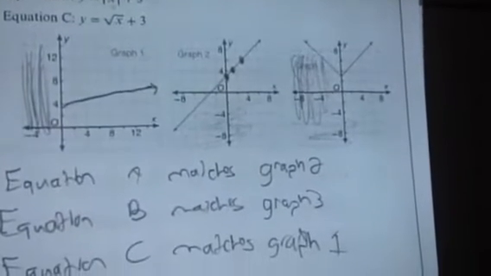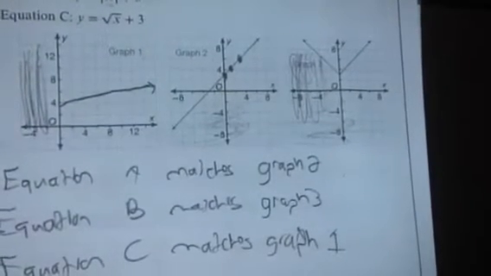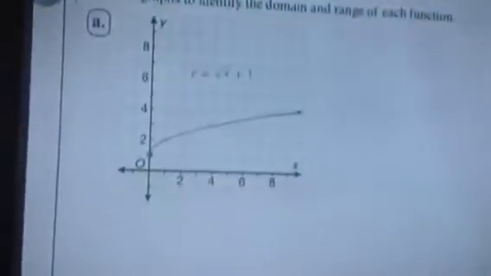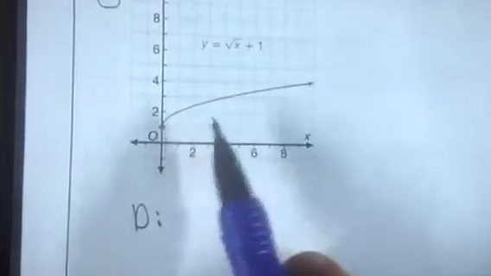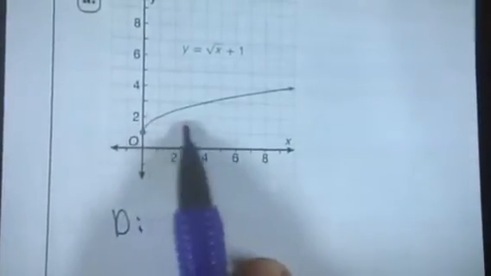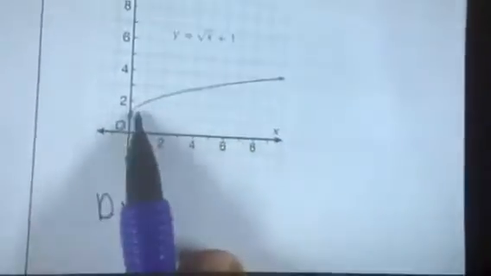All right, the last thing says to use the graphs to identify the domain and range of each function. So here's a graph. The domain, we remember, is the x value. So I'm figuring out what are all the possible x values. So the way that we can write this is like this. Domain, or D, equals. What are the possible x values? Well, it looks like the x values can be anything greater than 0, because all these numbers are positive. All the x values are positive. It can be anything that's greater than 0, so my domain or my x values are greater than 0.